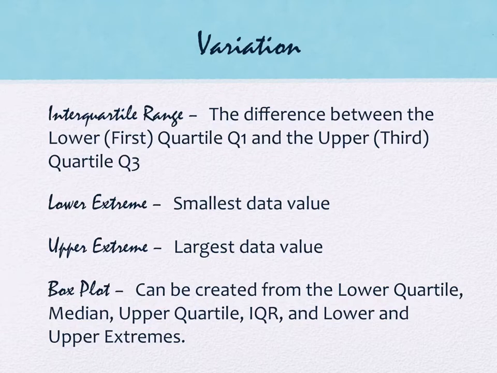And a box plot, also sometimes called a box and whisker plot, can be created using much of the details we just described: the lower quartile, the median, and the upper quartile, the interquartile range, and the upper and the lower extremes. So it's a way of drawing the information out where you can see all those pieces. You lose the specificity of the exact values, but you can see these important data points still on the graph.